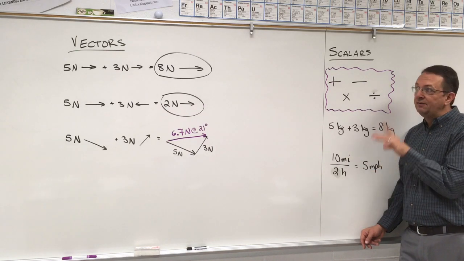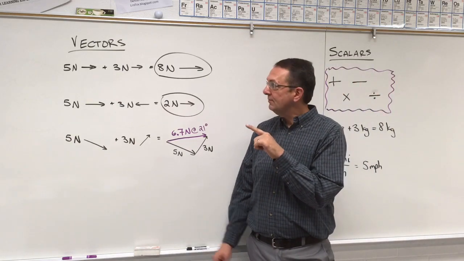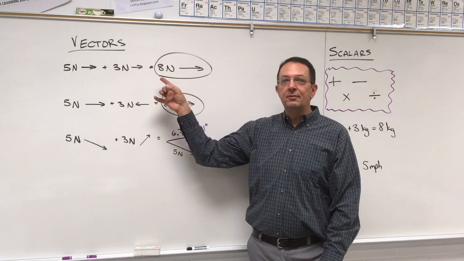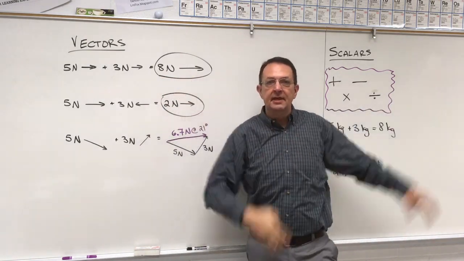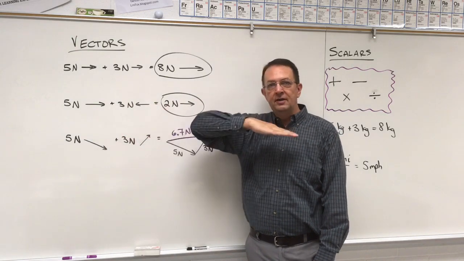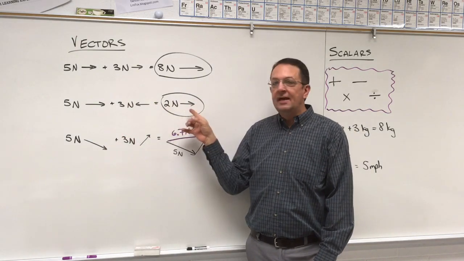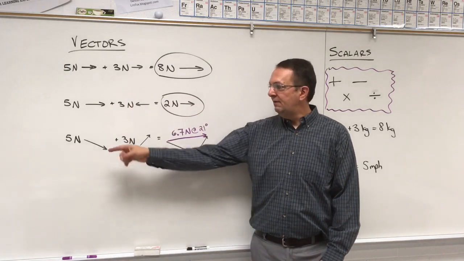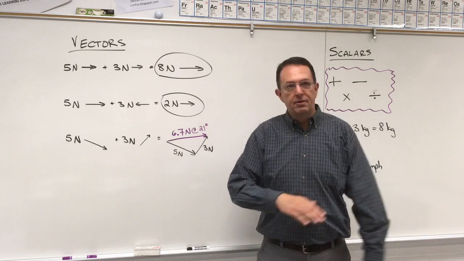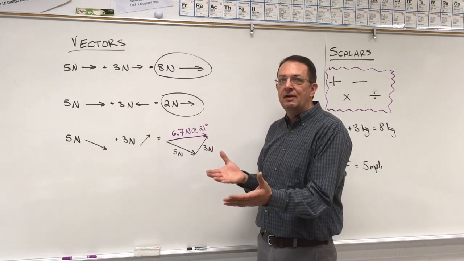That's pretty simple stuff. However, the vectors, the direction complicates things quite a bit. 5 newtons plus 3 newtons, both in the same direction, you get 8 newtons in that same direction. And 5 newtons this way and 3 newtons that way, you get a partial cancellation and 2 newtons in the direction of the big one. And if you have 5 newtons in this direction and 3 newtons in this direction, you would get something like this, depending on their relative directions.